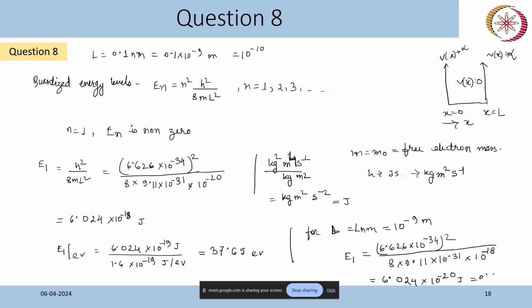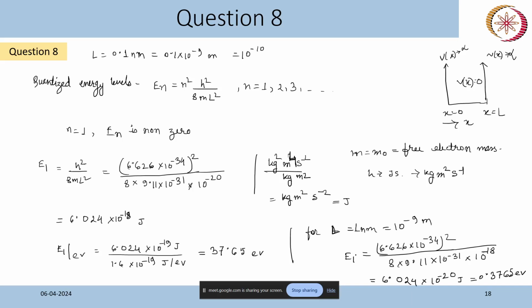So this is 0.3765. So you can see the difference. If the confinement is more, that means the thickness of the well is less, then the energy levels, actually the ground state energy level, goes up, as I mentioned earlier in one of the questions.